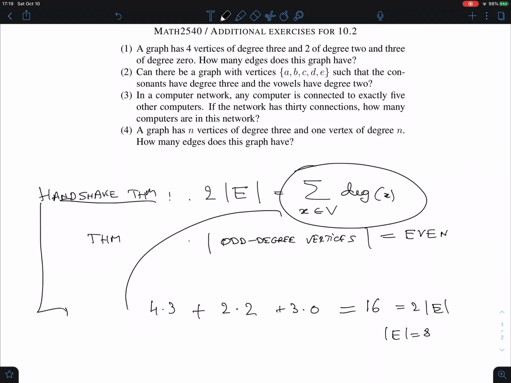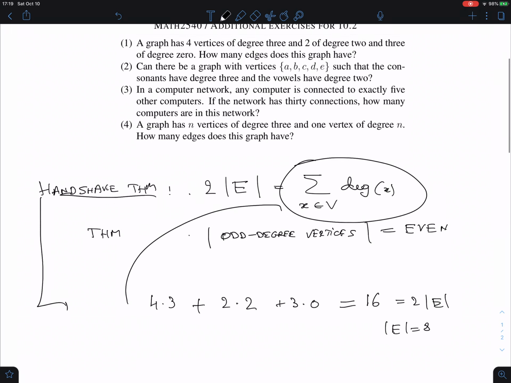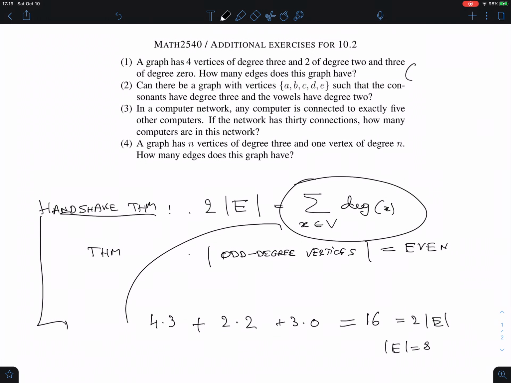If you wonder whether such a thing actually does exist, I'm going to refer you to the textbook, exercise number 25, where there is a graph that has 4 vertices of degree 3 and 2 vertices of degree 2. It doesn't have 3 vertices of degree 0, but that's very easy. That is just putting 3 extra vertices there without any edges. That is always possible. So it does exist, and you can draw it yourself. So that was for 1.